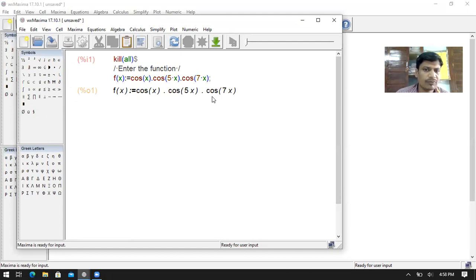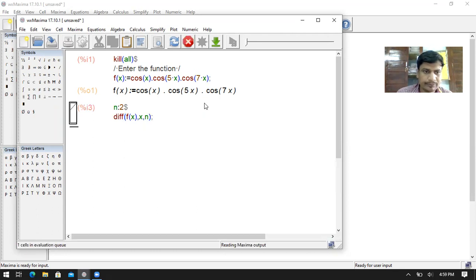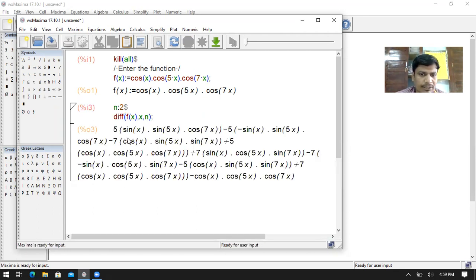Here f of x is cos x, cos 5x, cos 7x, that is the output. Then n equal to 2. Next take n colon 2, that is dollar symbol. Then next line, that is differentiate of that f of x function, f of x, then comma x, comma n. Then come outside, then semicolon. After that, shift enter. See here, this is your result.